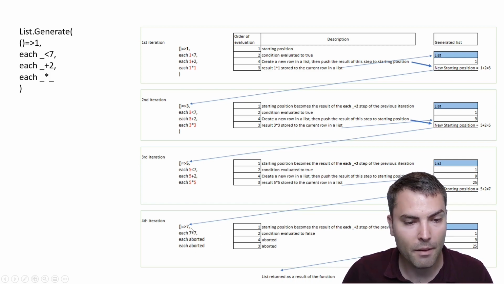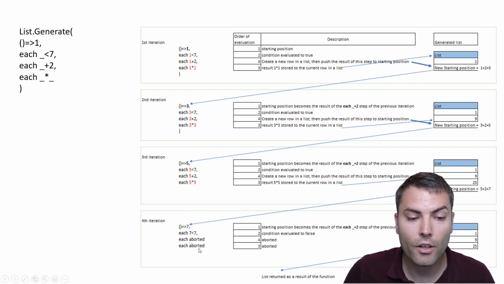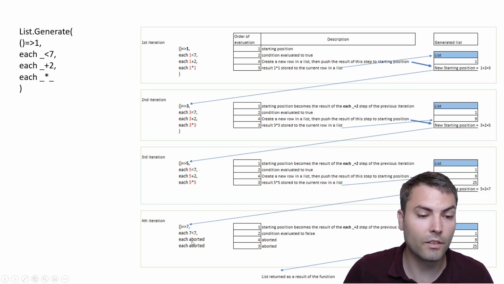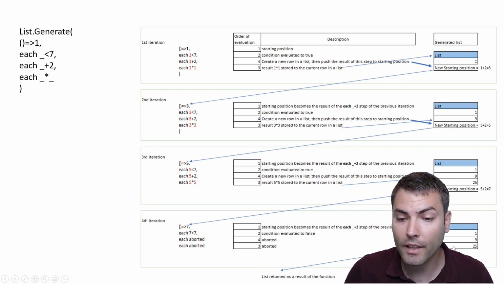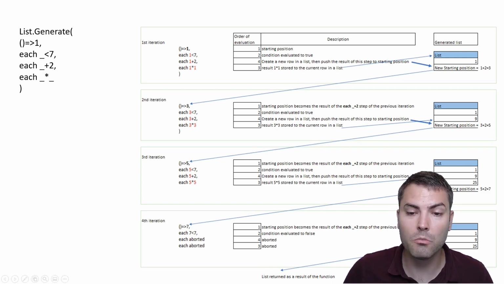In the last step, 7, the result of each 5 plus 2, is entered as the starting point, and 7 is not less than 7, therefore the other arguments are aborted, and we receive the list as it was at the moment of the last successful iteration.